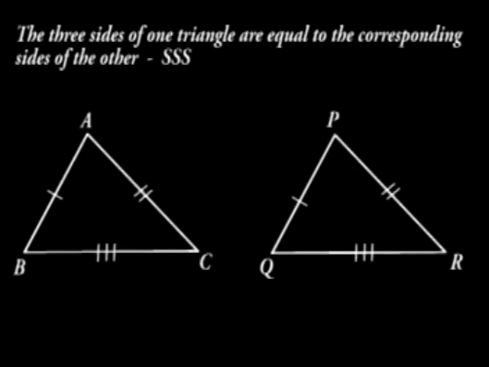Conditions for congruency of triangles. The 3 sides of one triangle are equal to the corresponding sides of the other triangle, abbreviated SSS, as shown below.